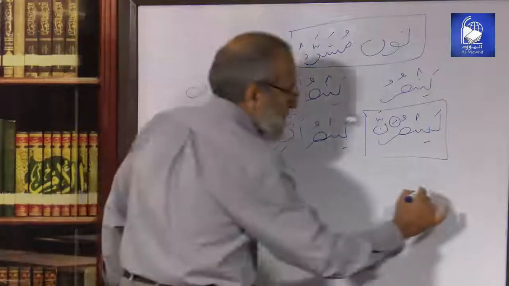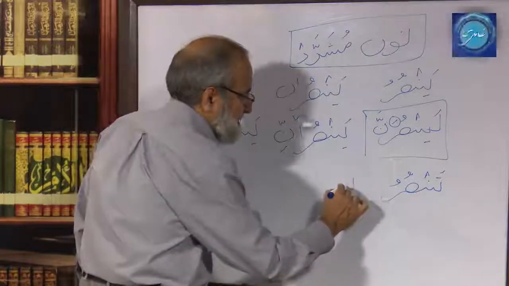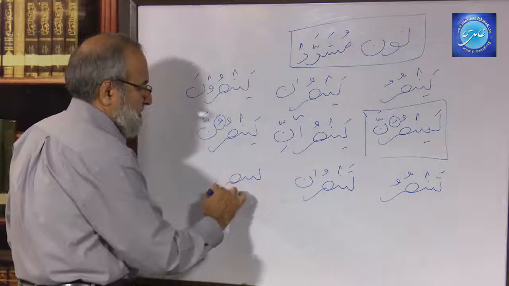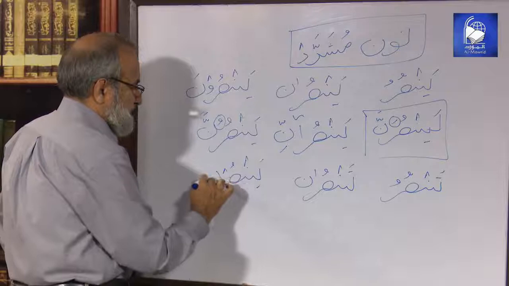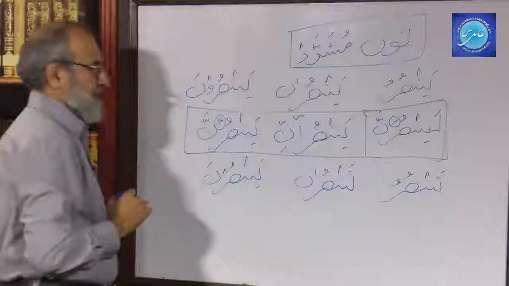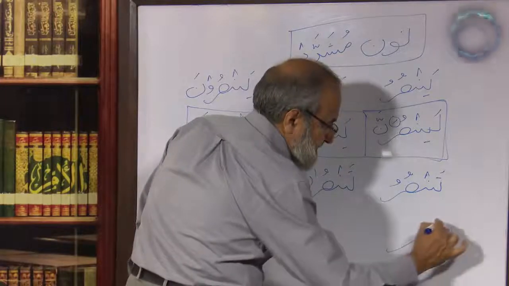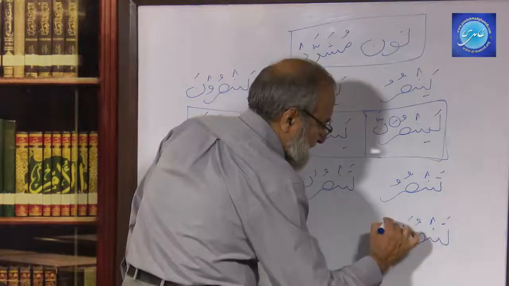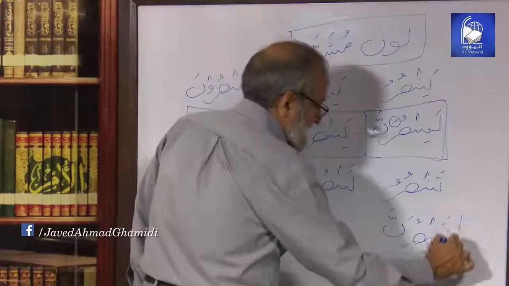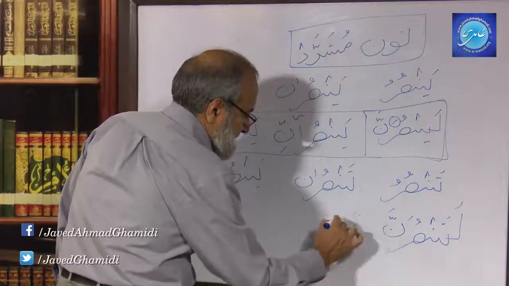Likewise, tansuru, tansurani, yansurna. This is the original fail muzare gardan, and this one is noon mushaddad. Now, tansuru, I hope you will do it the right way. If you do it on your own, it would become tansuranna. Like yansuru became yansuranna, tansuru would become tansuranna. And if you add the lam of emphasis, it would become latansuranna. Tansuranni.